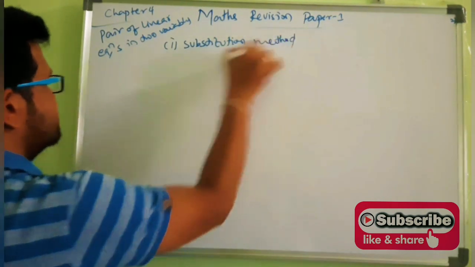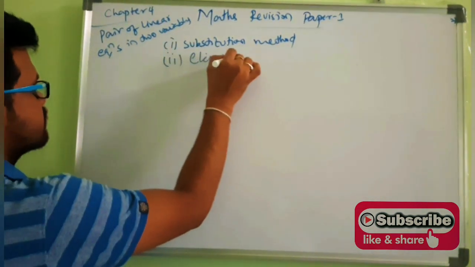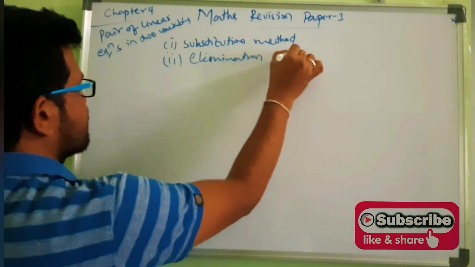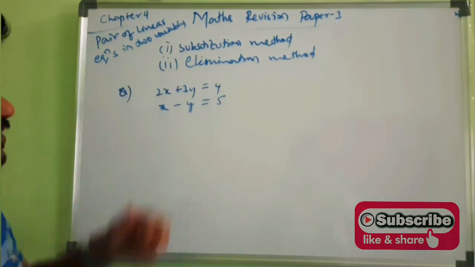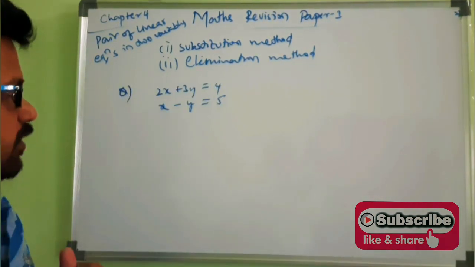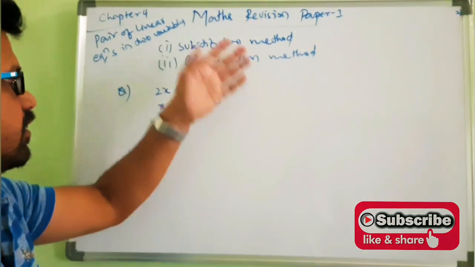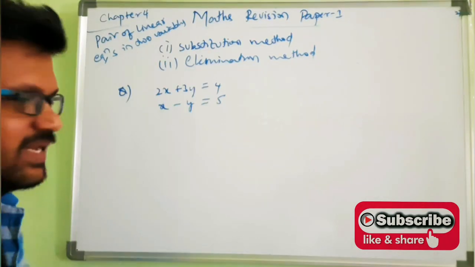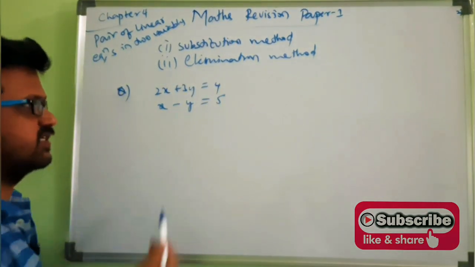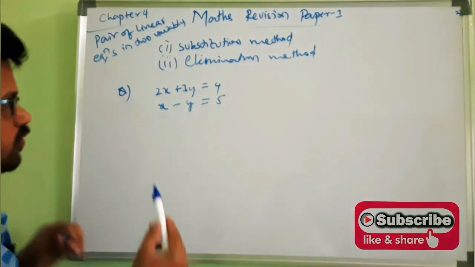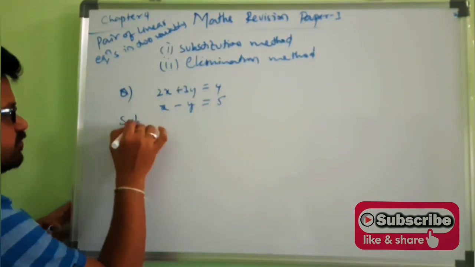Substitution method, and the second one is elimination method. Okay, substitution method and elimination method. Let us take one example and solve this pair of linear equations in two variables by substitution method or elimination method: 2x plus 3y is equal to 4, x minus y is equal to 5. First one is substitution method.